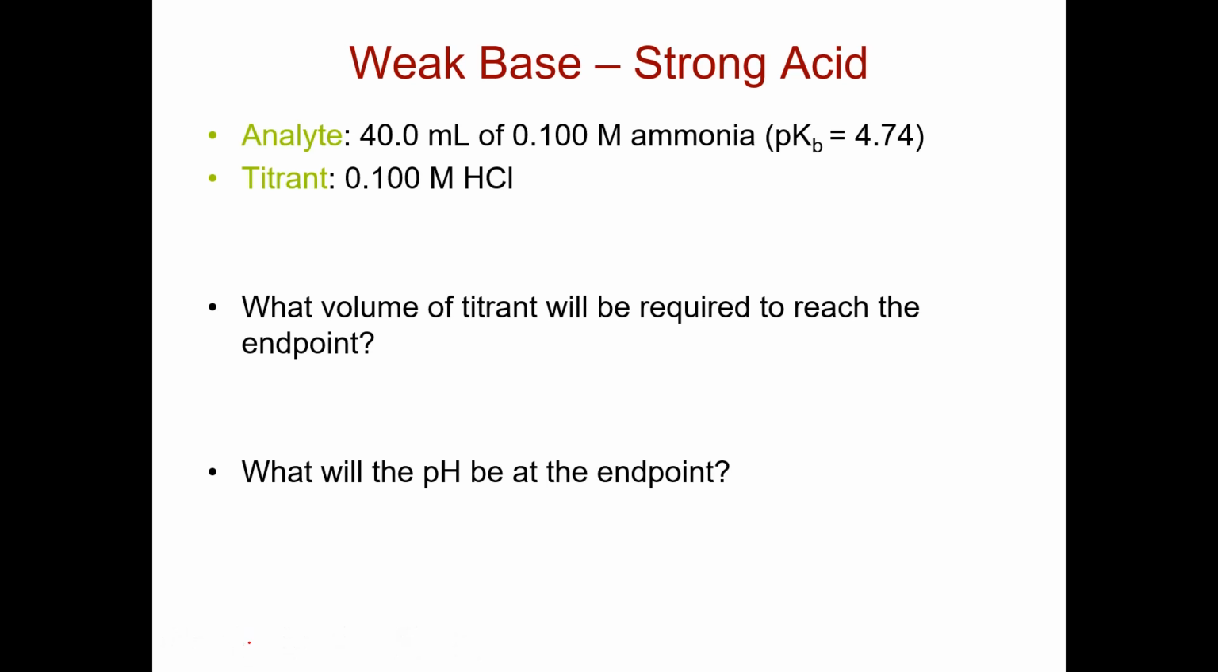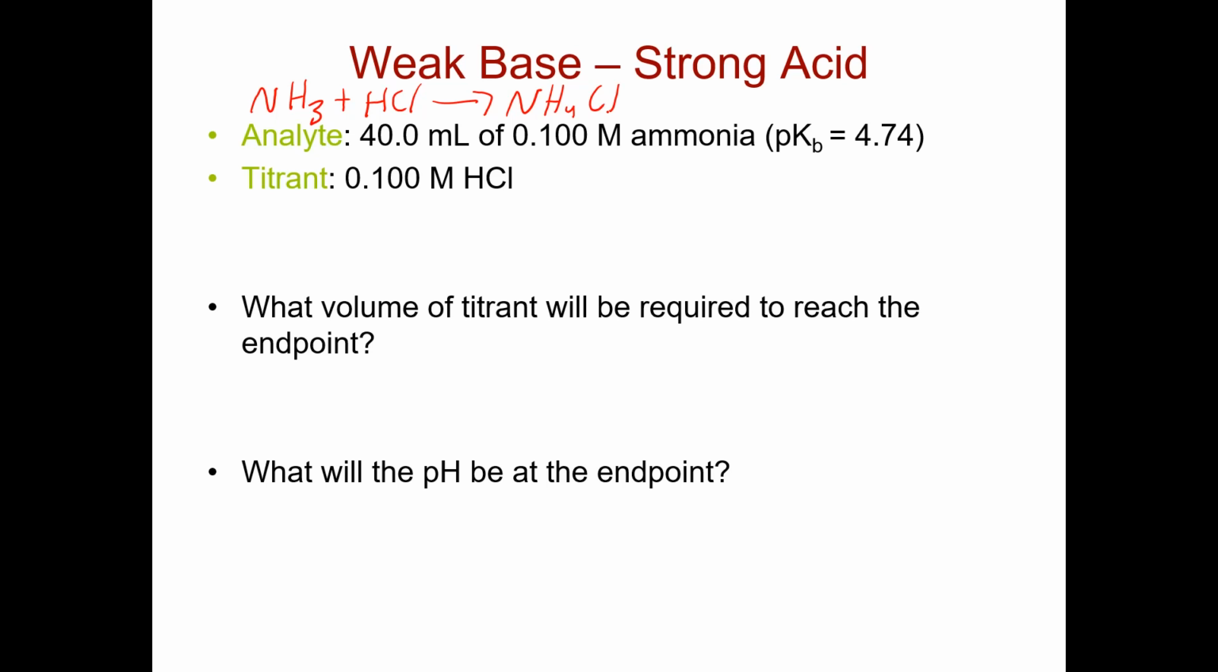So let's look at a calculation where we have a weak base, which is ammonia, and we're adding that to hydrochloric acid. So if we write out the reaction for this, we have NH3 plus hydrochloric acid gives us NH4Cl, so ammonium chloride.